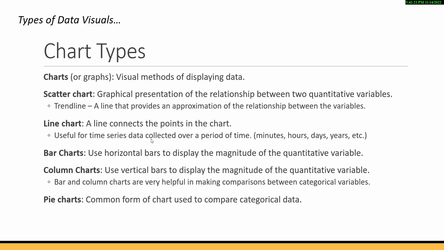Then we have pie charts, which are a common form of chart used to compare categorical data. However, I highly recommend avoiding pie charts and using a bar chart or column chart instead, because our eyes are better trained to compare lengths or height in comparison to comparing angles, which we have to do with a pie chart. Also, in case of a pie chart, if you have too many categories, it's very hard to make the comparison of which category or which slice of the pie is bigger than the other.